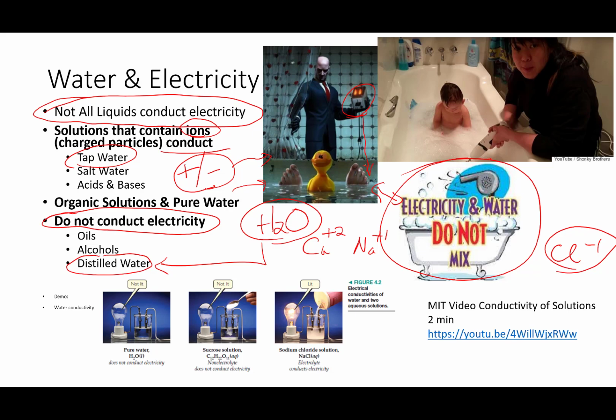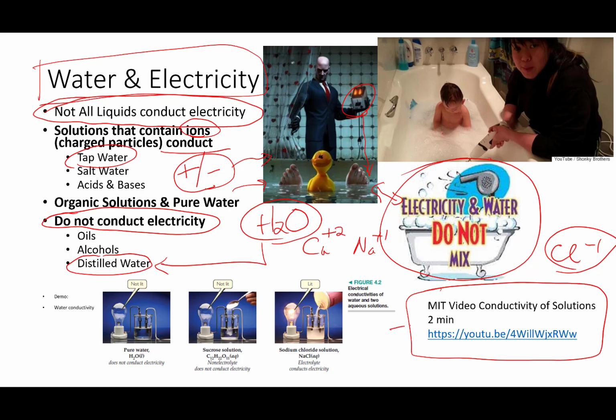You could die. And that's why we have ground fault interrupters next to our sink, or any place that water and electricity are near each other. I'm going to encourage you to watch the short little 2-minute video from the folks at MIT where they show you a demonstration of which liquids conduct and do not conduct. They'll demonstrate that things like oils, alcohol, sugar in distilled water, things that are non-ionic do not conduct electricity, but things with ions do.